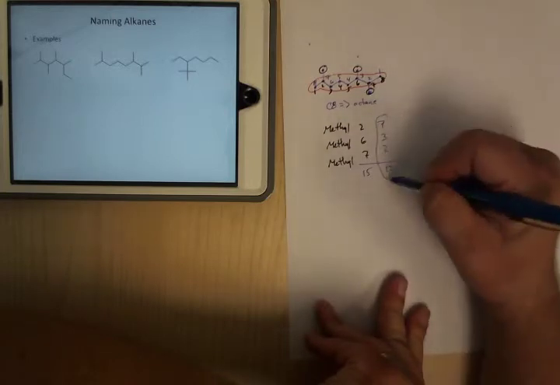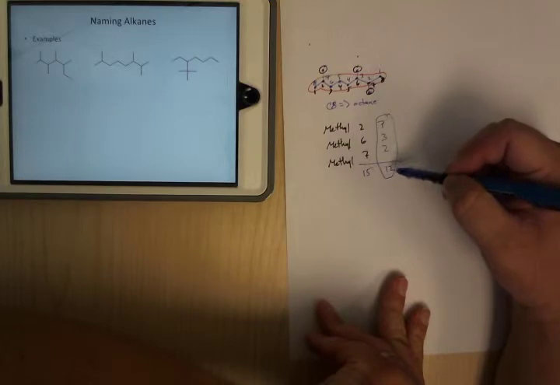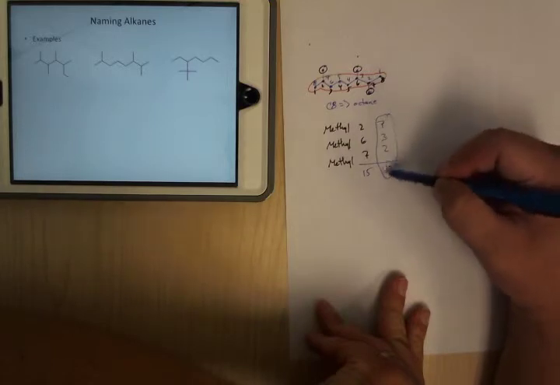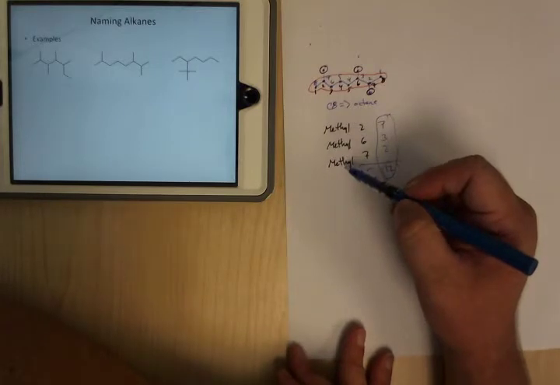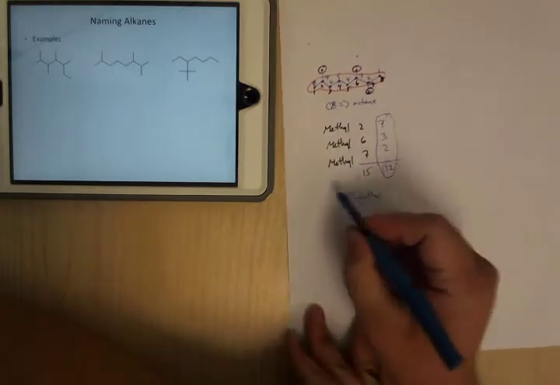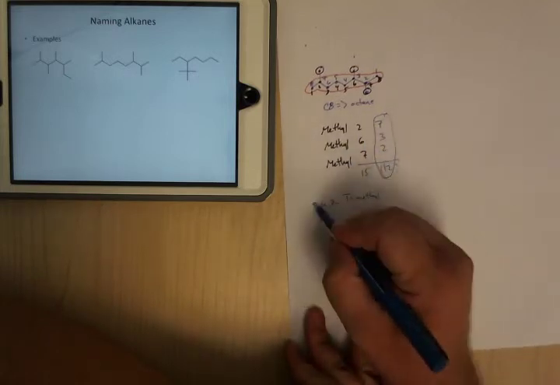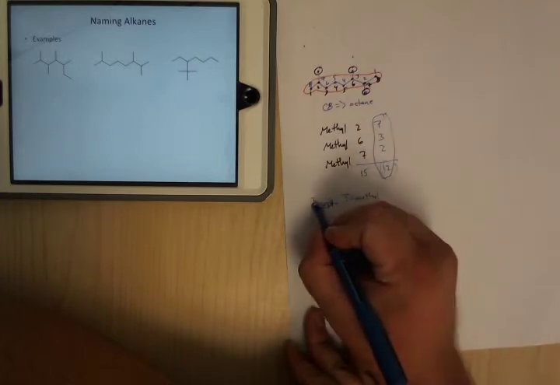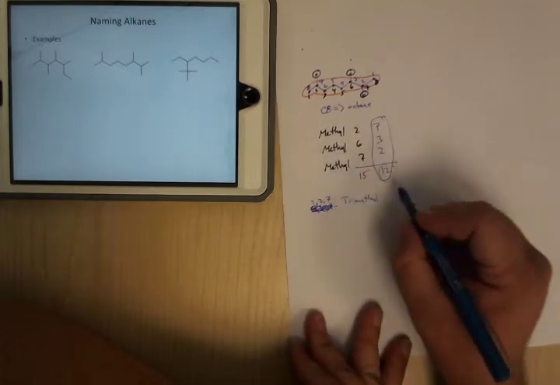So now we're going to pick this numbering because it gives the lower answer. We have 3 methyl groups, so it's going to be trimethyl. So we're going to have 2, 6, 7. Oh, oops, wrong one. 2, 3, 7. Sorry about that. I'm going to pick the blue numbers. Trimethyl octane.